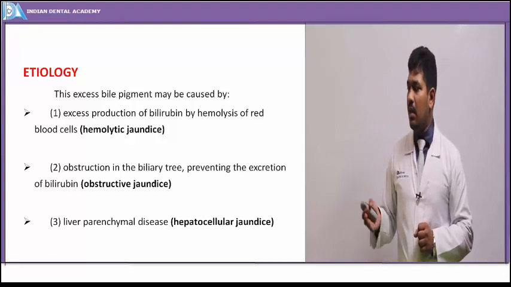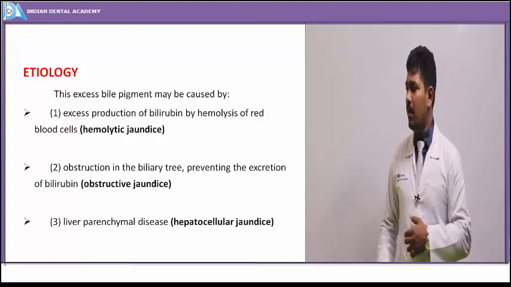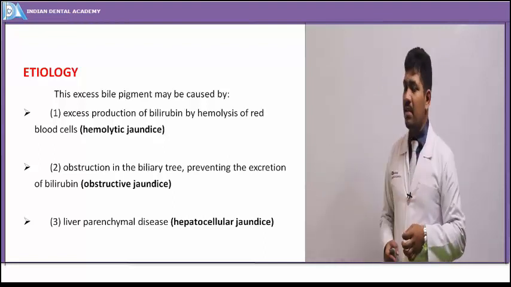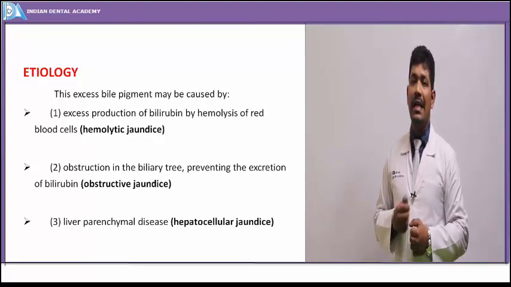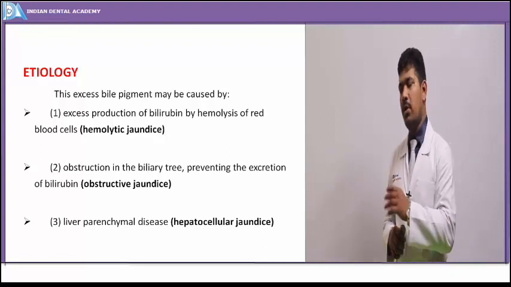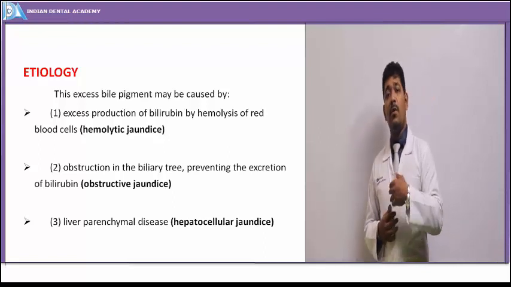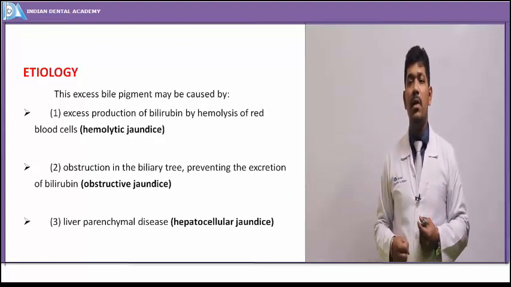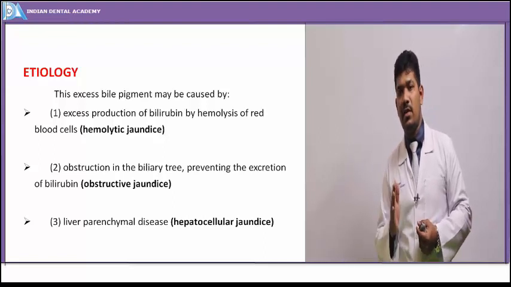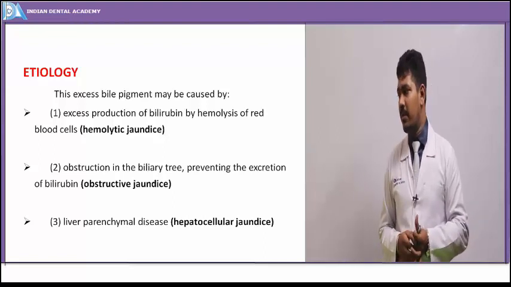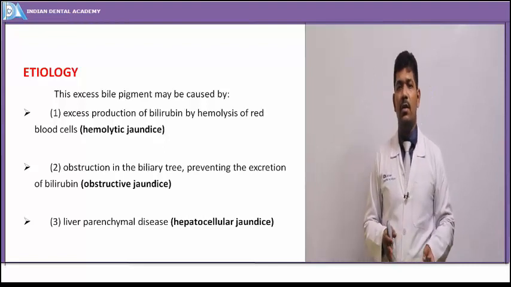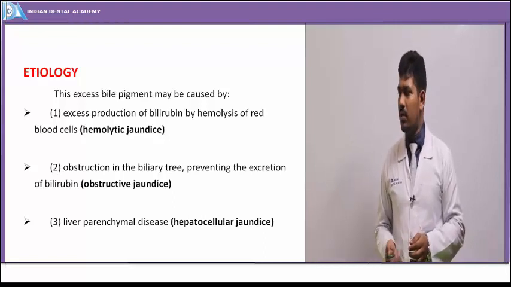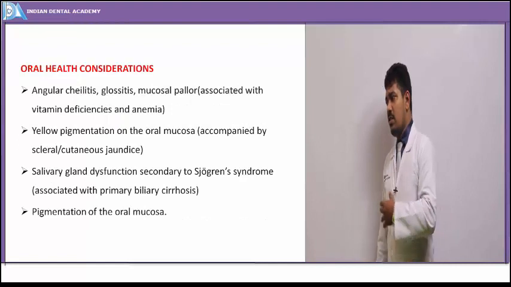Now the etiology could be primarily of three types. The most important kind of etiology being hemolytic jaundice, wherein the excess production of bilirubin is by hemolysis of the red blood cells, which is one of the most important causes. Apart from that, we also have obstructive kind of jaundice, wherein the hepatobiliary tree is obstructed. So there is excess accumulation of bilirubin, and there is no subsequent excretion of this bilirubin pigment. The third, more rare kind of etiology being the liver parenchymal diseases, that is the hepatocellular kind of jaundice. Now, what are the oral health considerations?